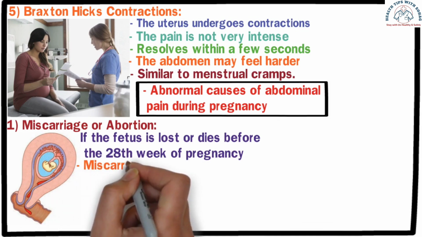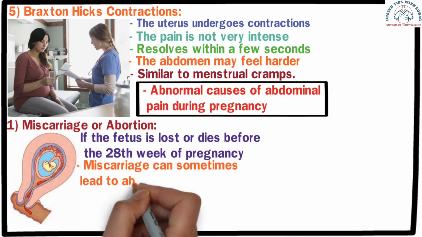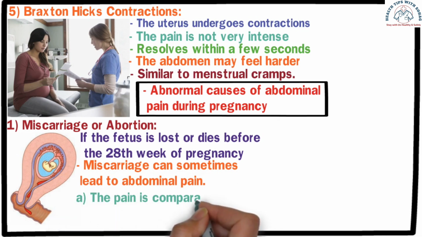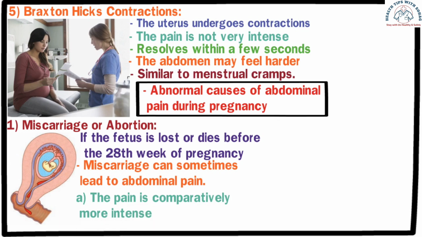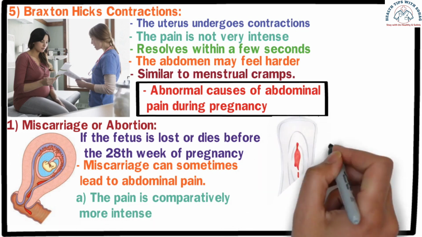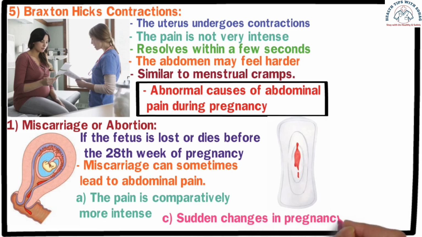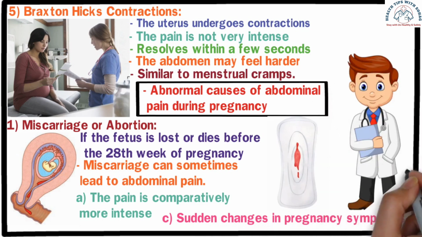Miscarriage can sometimes lead to abdominal pain. However, the key difference between normal abdominal pain and miscarriage is that in the case of miscarriage, number 1, the pain is comparatively more intense. Number 2, there might be light bleeding, visible brown discharge or clotting. Number 3, sudden change in pregnancy symptoms can occur. If these symptoms accompany abdominal pain, it could be indicative of a miscarriage. In such a case, it is advisable to consult with a gynecologist immediately.